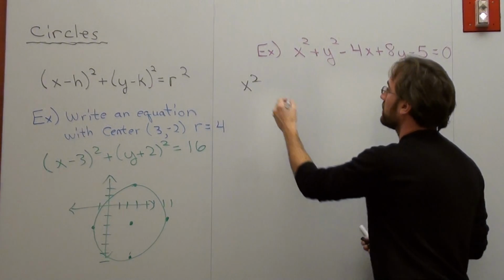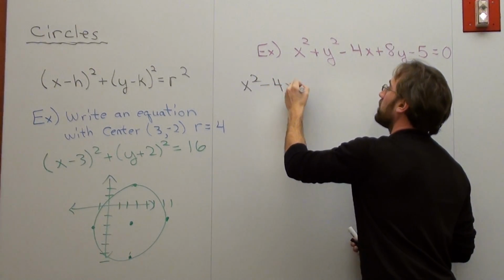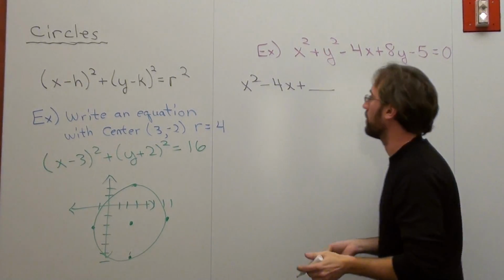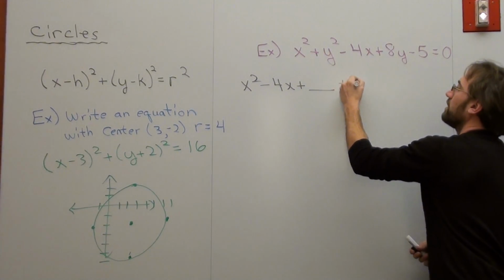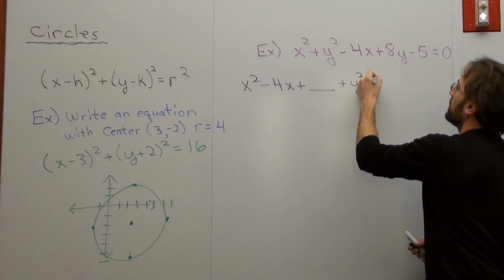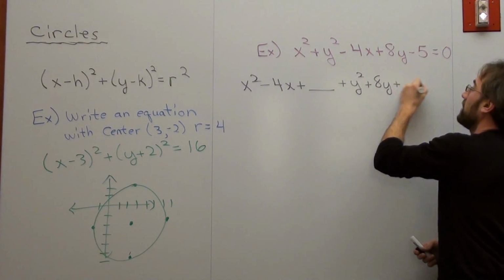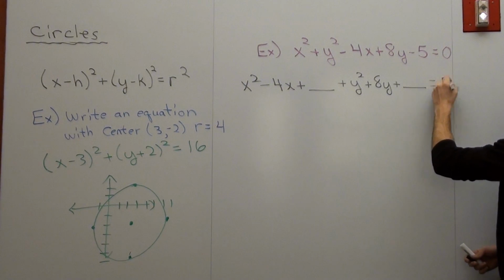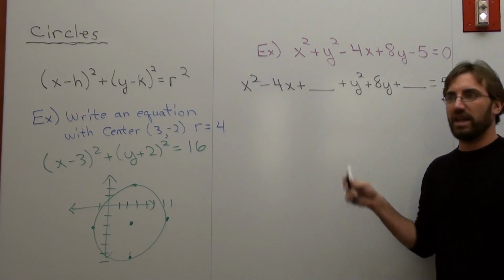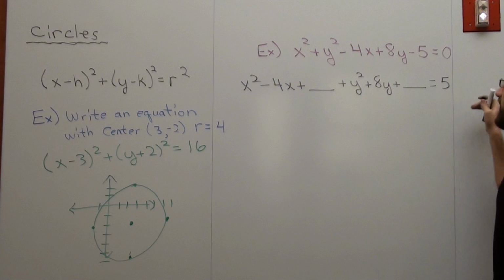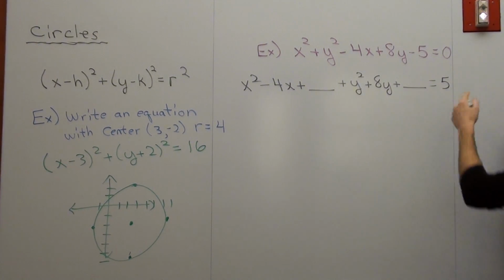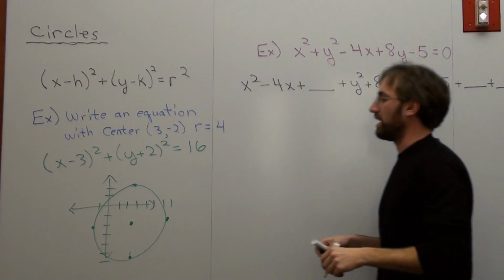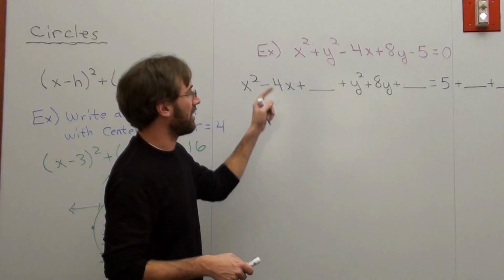minus 4x plus blank, because what I'm doing is I'm getting things in vertex form, so I need completing the square, plus y squared plus 8y plus blank equals 5, because I'm going to move it over, and then I'm going to need 2 blanks. And since it's on the other side of the equation, I'm going to add, because since I added on this side, I've got to add on that side. If it was on the same side of the equation, then I add and subtract.